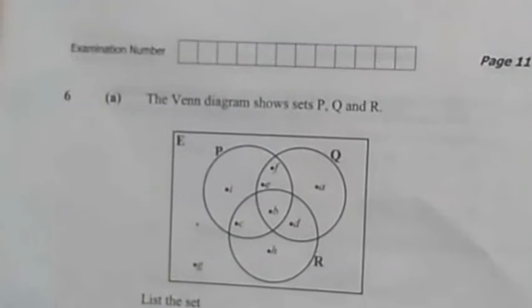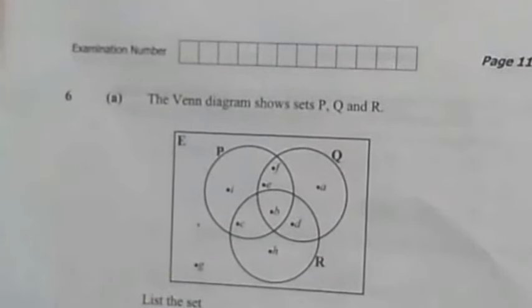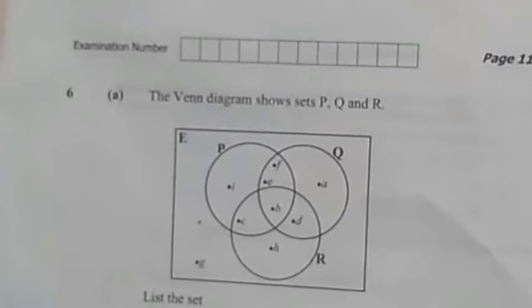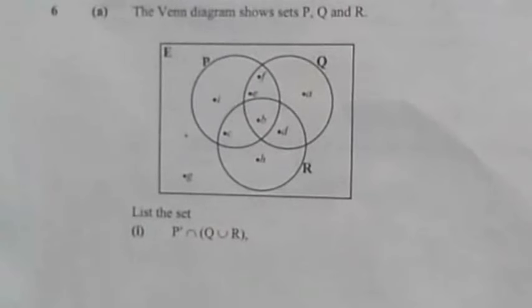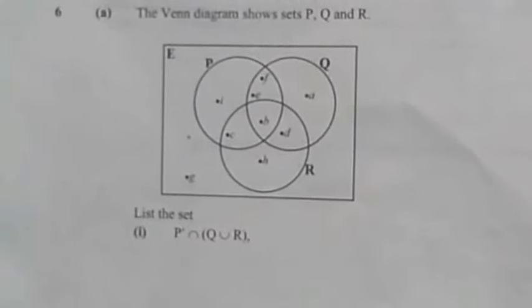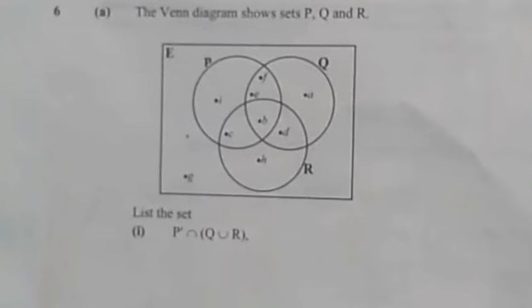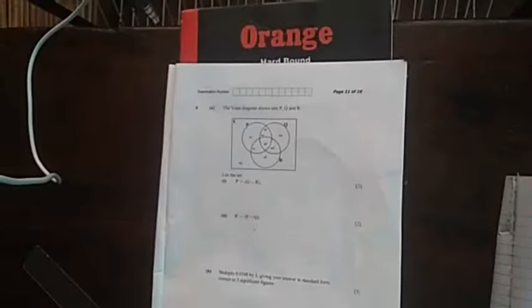The Venn diagram shows a T, P, Q, and R. Okay, those you need to start the Venn diagram. So they are saying the question is list the set: P complement intersection Q union R.